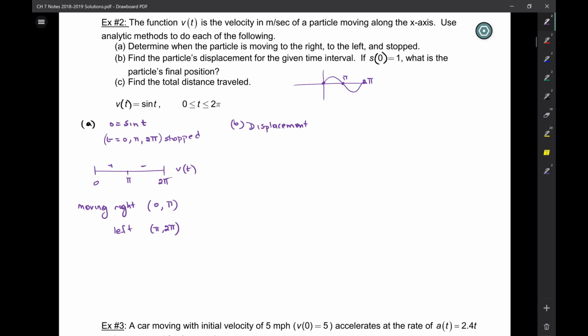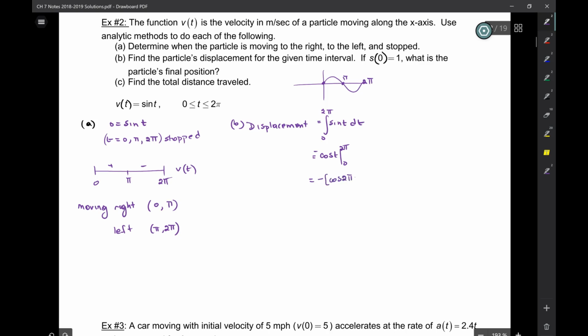Okay, so displacement is the integral of velocity from 0 to 2 pi. And this is why we learned what the integral of sine of t is, which is cosine of t, right? Am I right? No, it's negative. Thank you. Just checking. Negative cosine of t, and we're going to go from 0 to 2 pi. So that's going to be negative, all right, let's do this.